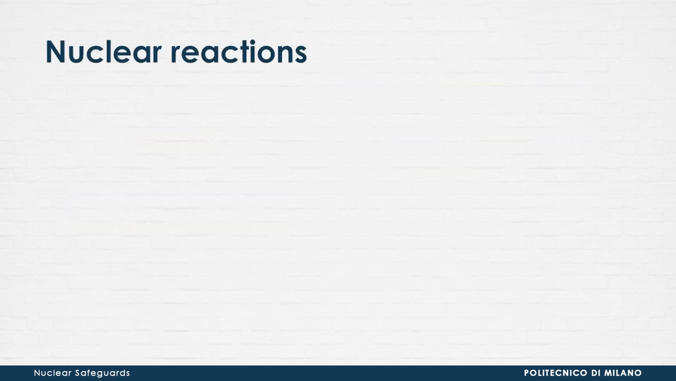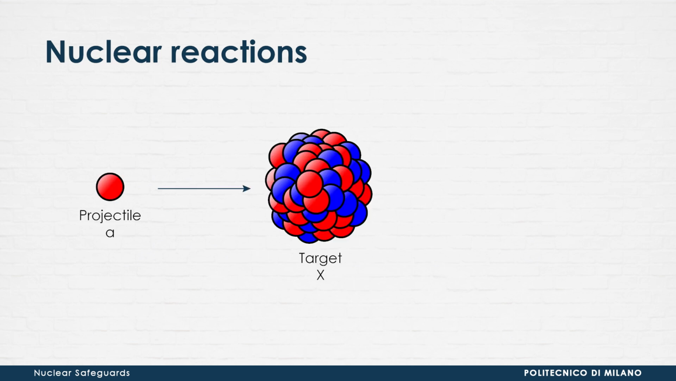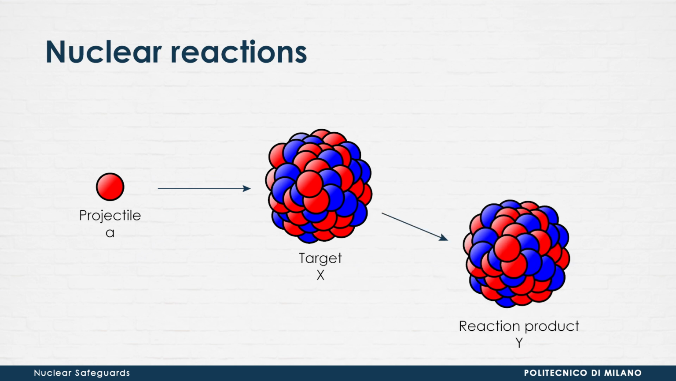Nuclear reactions are processes triggered by the interaction between an incident particle, the projectile, and the nucleus, the target. The result may be the modification of the nuclear structure and the production of particles of different nature with respect to the projectile and the target. The incident particle could be, for example, a nucleon, a light nucleus, or a photon.